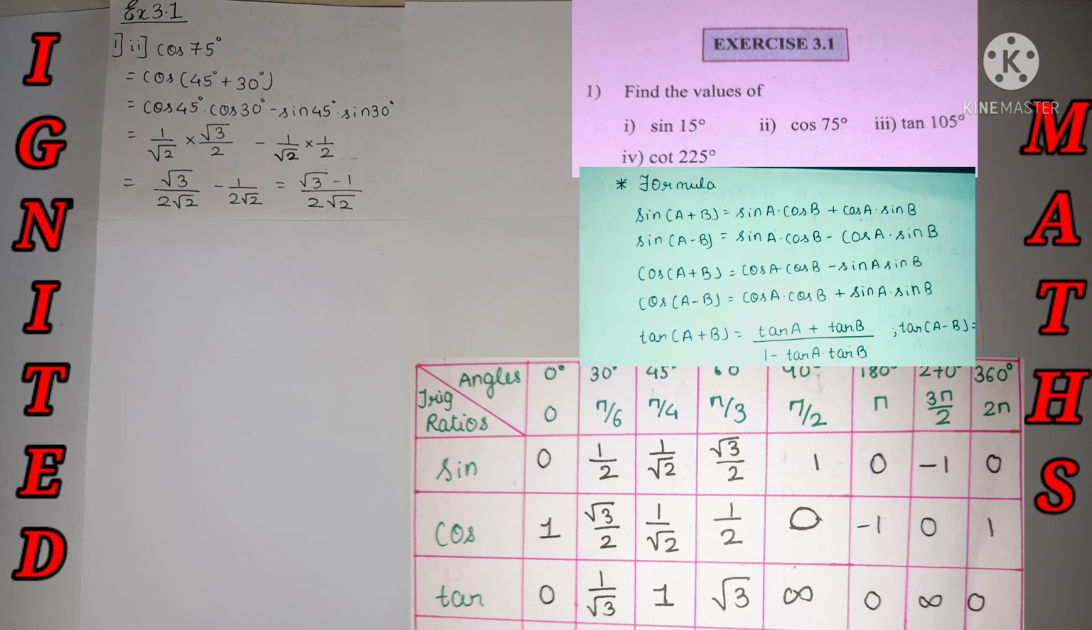The question is cot 225 degree. We can directly apply the formula of cot of a plus b, cot of a minus b is absolutely right.